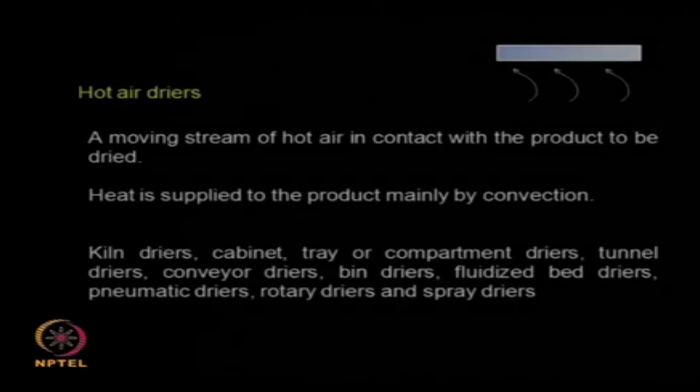Hot air dryers is basically the material is dried because hot air is flowing past it. So the hot air is in contact with the solid which needs to be dried. So the heat transfer is through convection, so it is only convection. There are many types of dryers, like your cement kilns, cabinet dryers, tray or compartment dryers, tunnel dryers, conveyor dryers, bin dryers, fluidized bed dryers, pneumatic dryers, rotary dryers, spray dryers.